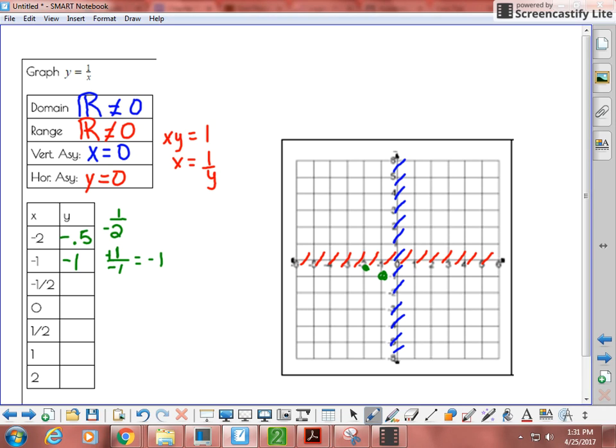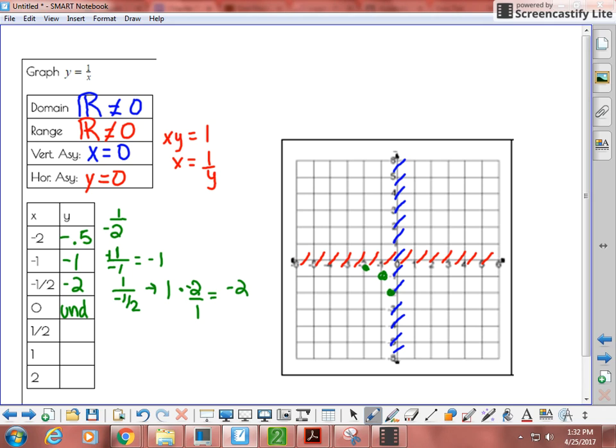Put in negative a half. So 1 divided by negative 1/2. What that does now is I have to multiply by the reciprocal, so it gives me 1 times negative 2 over 1, which is negative 2. So over negative a half and down 2. Now when I go to 0, that's going to be undefined. I can't put 0 in there because I can't divide by 0.